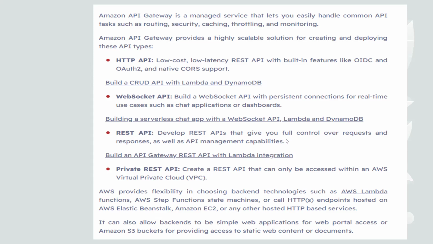REST API. If we have developed an API project in the REST API model, that can also be integrated with API gateway. And the private REST API, which is within the private network of the VPC itself, can also be connected with the API gateway. So all these four types of API projects or API endpoints can be connected to API gateway.